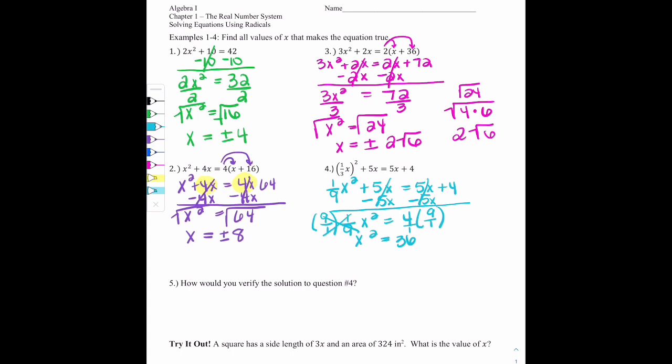Now that x squared is alone, we can take the square root, and we would get x equals plus or minus 6.